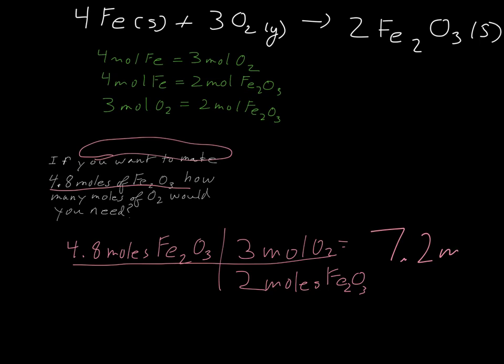So that gives you 7.2 moles of oxygen that you would need to make 4.8 moles of iron 3 oxide. Chemistry's easy, life is hard, yes?